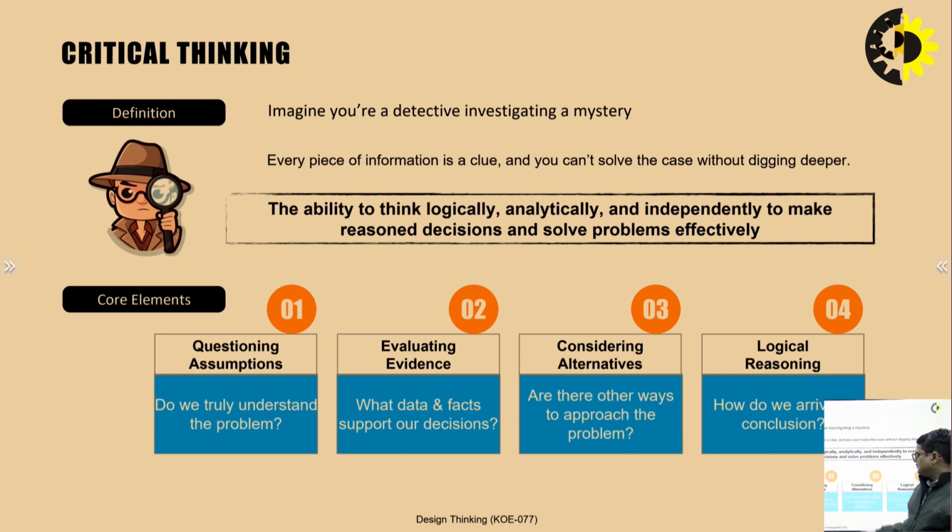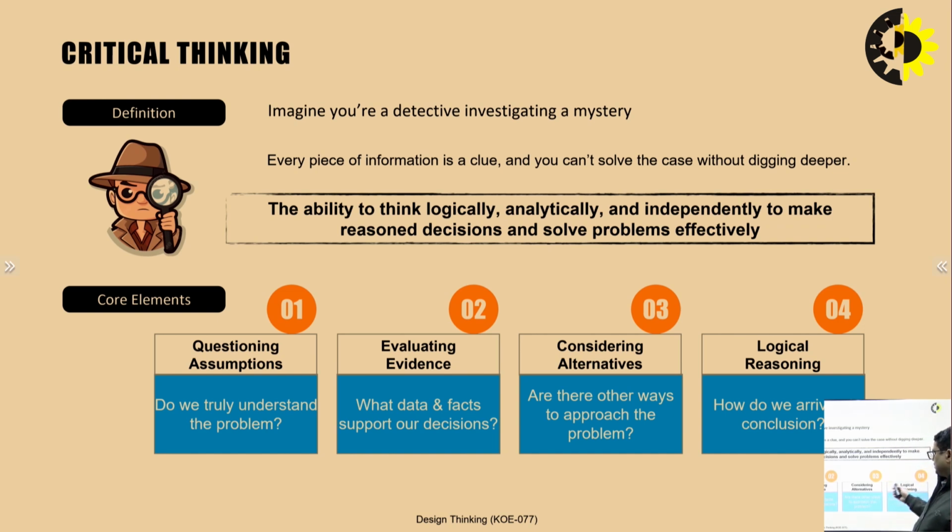The third core element is considering the alternatives. When I say we need to consider the alternatives, that means we need to be an open-minded person. Are there any other ways or approaches possible to solve that particular problem? We need to think about that. This is a very important aspect in the case of critical thinking.